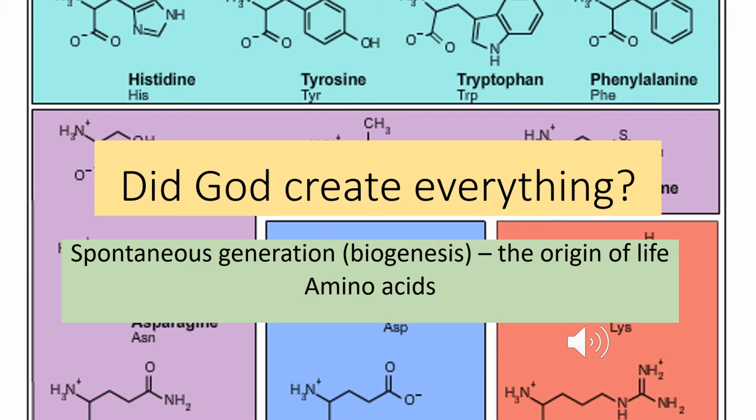In this talk, I'm once again asking the question, did God create everything? And I'm looking at something called spontaneous generation. That's the theory that living things, like human beings, can be made from non-living matter. Now, for that to happen, we need something fundamental called amino acids. So let's see how evolutionary theory suggests that amino acids were made.